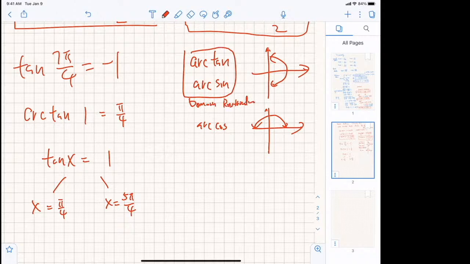Oh, actually, no. Sorry, it's not domain restriction. It's called range restriction because of the output. So there's a range restriction for arc tan. There's a range of restrictions, and you have to be really familiar with that. That's something that you're gonna use all the time.